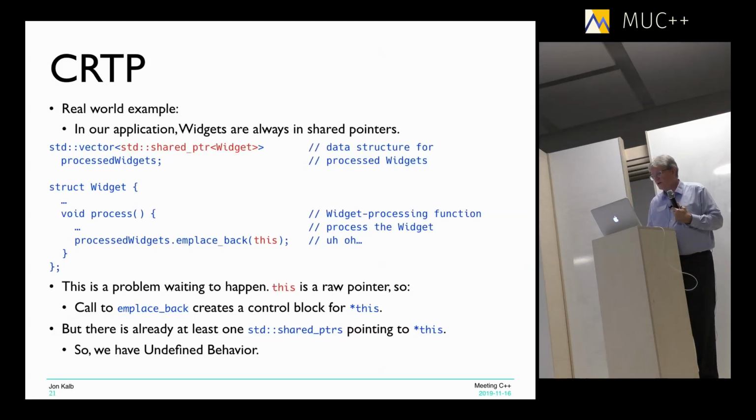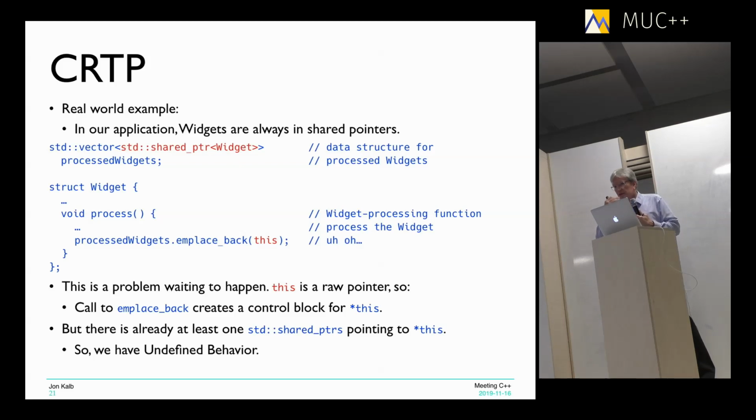This is kind of a real-world example that we see in the standard library now. Say we have an application, and in our application, all of our widgets are kept in shared pointers, right? And one of the functions that we have on the widget is we can say this widget has been processed. Now we want to keep a collection of processed widgets. So you see that vector of shared pointer.